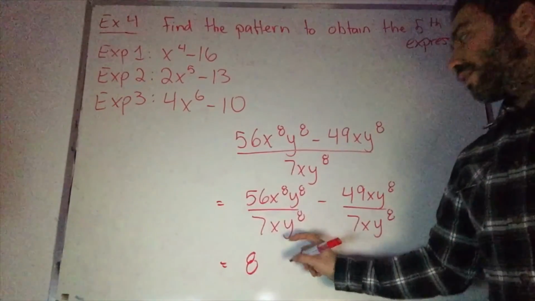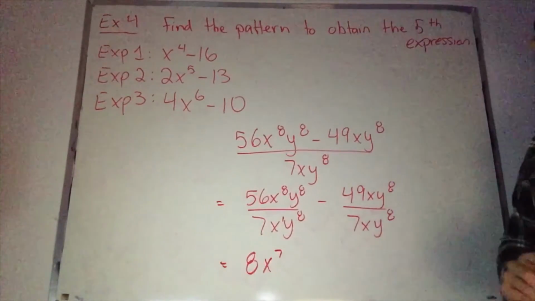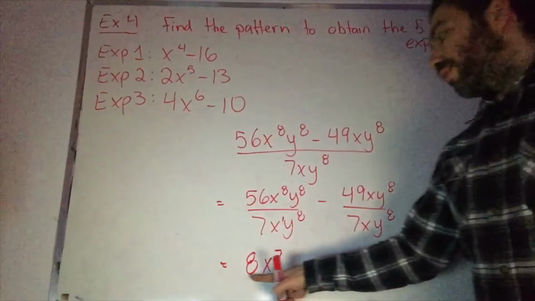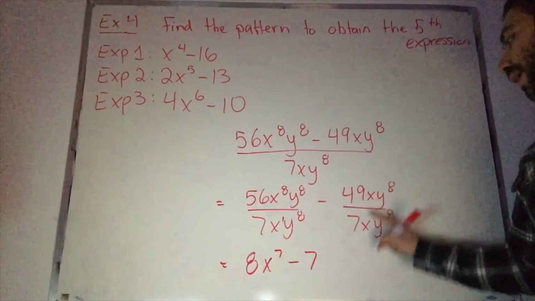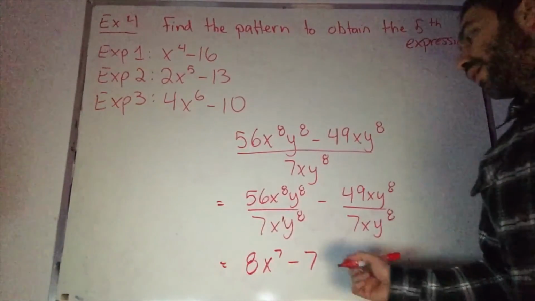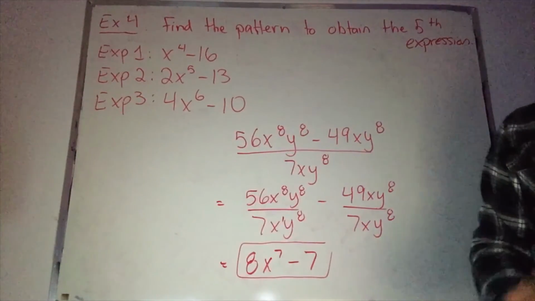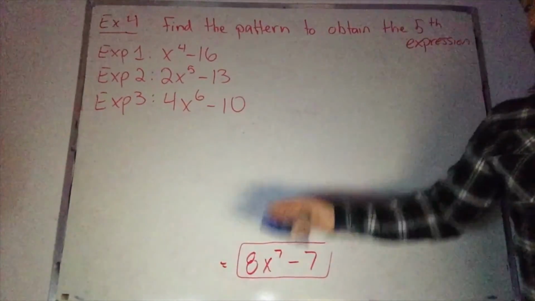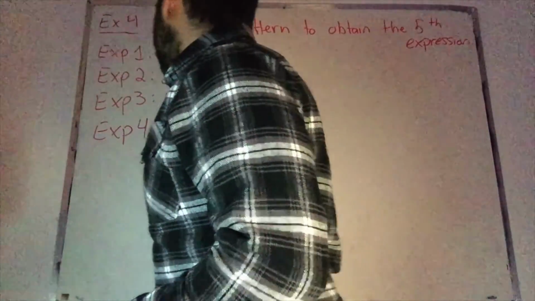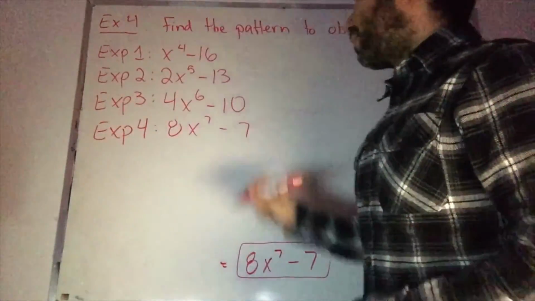x to the 8 divided by x, so you subtract the exponents, there's a 1 here, 8 minus 1 is 7, so it's x to the 7, and y to the 8 divided by y to the 8, they cancel each other out. So we're left with 8x to the 7 minus, and then 49 divided by 7 is 7, x divided by x cancels, and y to the 8 divided by y to the 8 cancels. So we're left with just this, 8x to the 7 minus 7. So let's write this down. So expression 4 is 8x to the 7 minus 7.